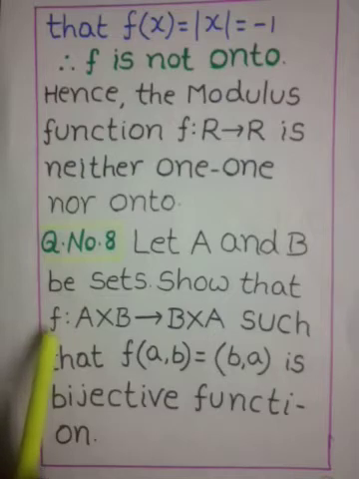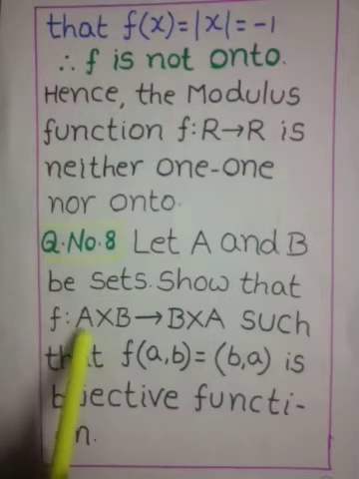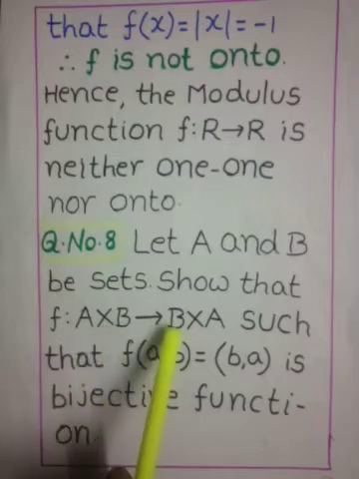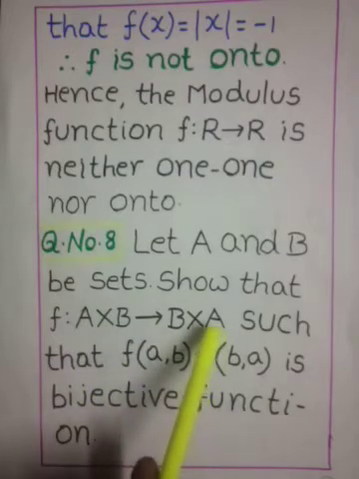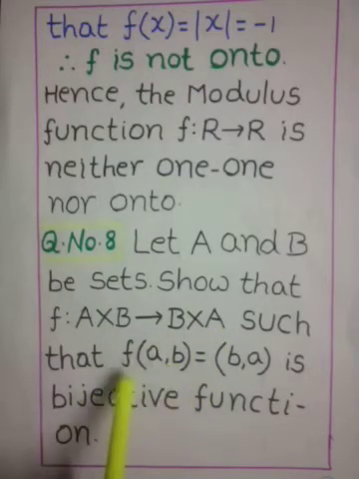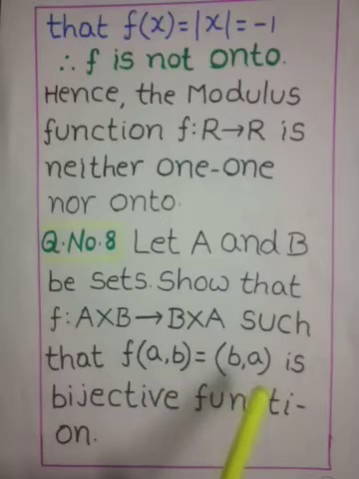What is the function here? F. What is the domain here? A cross B. What is the codomain here? B cross A. Okay, my dear children. How f is defined? F of (A, B) is equal to ordered pair (B, A).